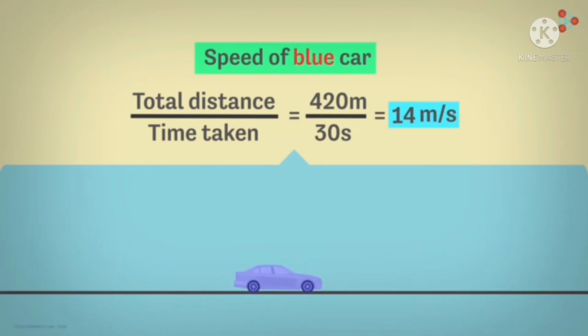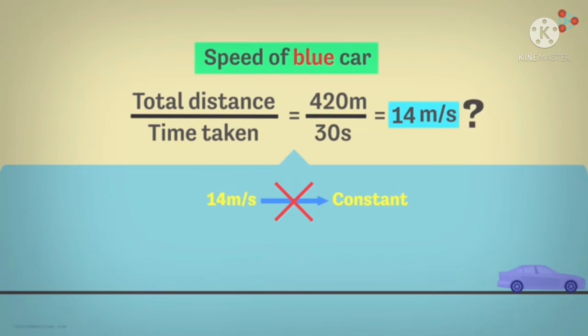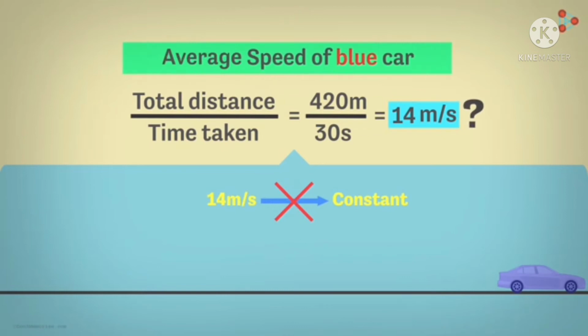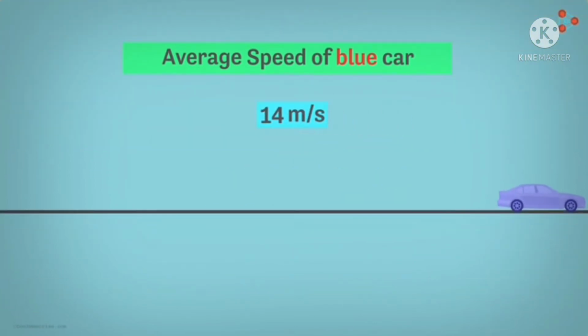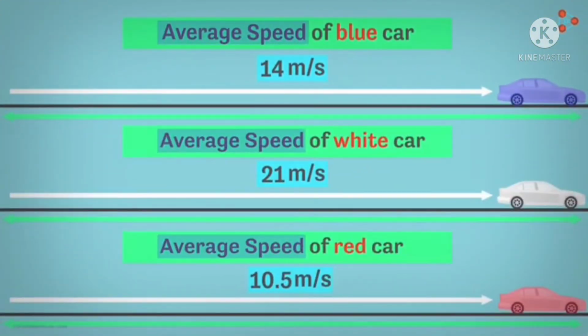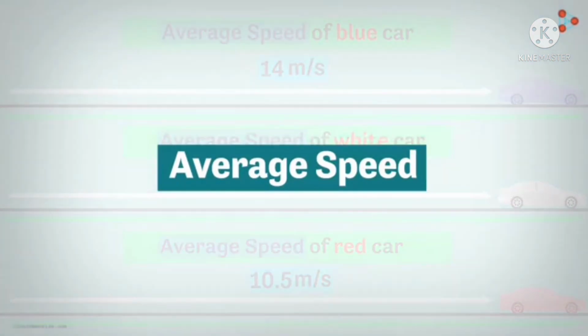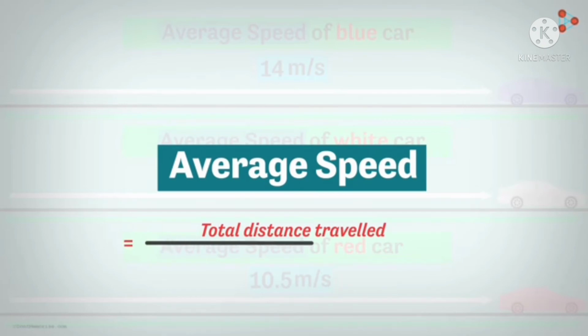The average distance covered by a moving body per unit time, when the body is moving with a variable speed, is known as what? Average speed. So once again, the quotient of the total distance traveled by the body divided by the total time taken by the body to cover the distance is called what? Average speed. Okay, now you get the idea about average speed.